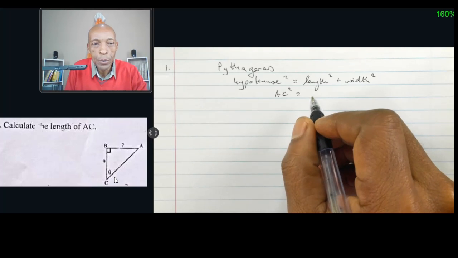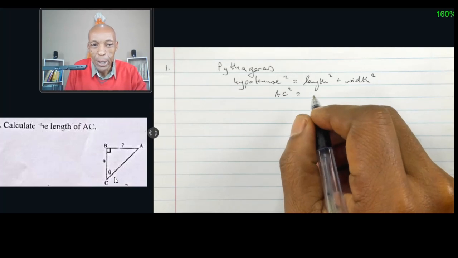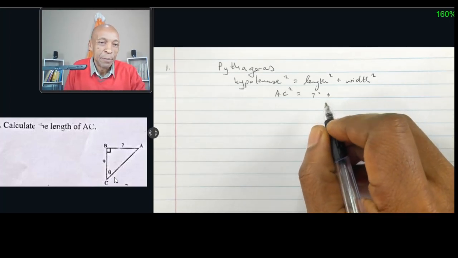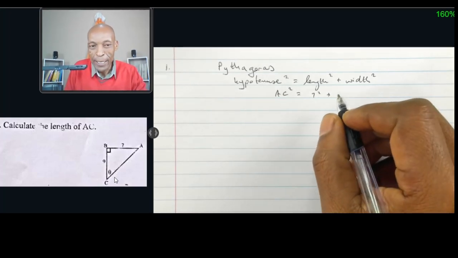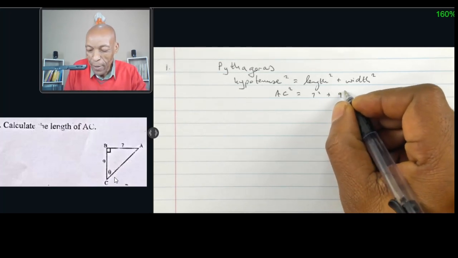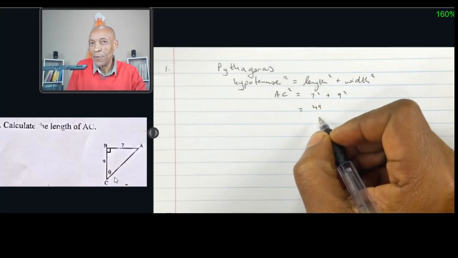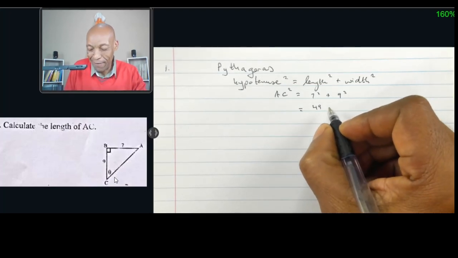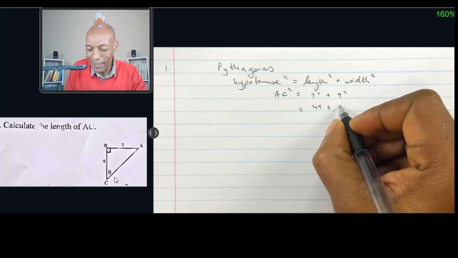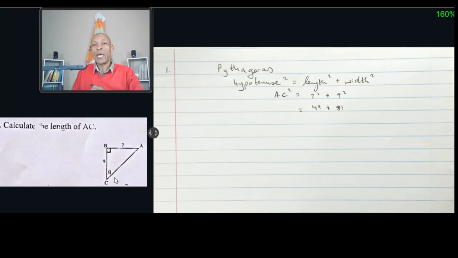It will be equal to the length. What do we take as the length? Let's say we take the length as the 7. Okay, so we go 7 squared. Then do I call that width or height? Well, it doesn't matter. It's the other side. So we go 9 squared. Then what do we have? We have 49. You remember grade 8, I said first page, do your tables. You remember that, isn't it? Then 9 squared is what? 81. Then we add the two.